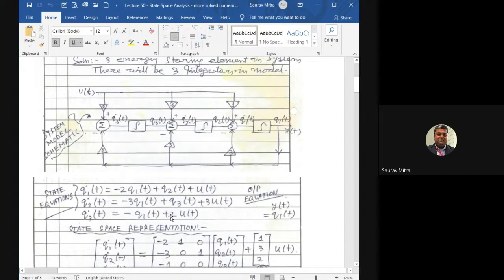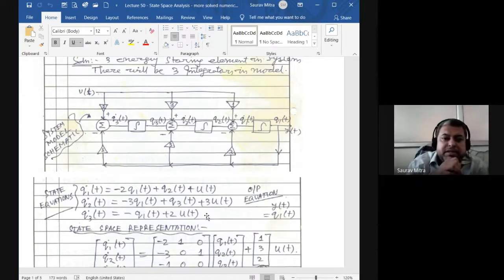Generally, in state variable representation, we represent the differentiation of each state variable as equal to the first state variable with some coefficient, the second state variable with some coefficient, the third state variable with some coefficient, plus the input with some coefficient. In this case, where there are three state variables, there will be three q dot equations. Each equation will have a coefficient for the first state variable, the second, the third, and the input. So q3 dot t we have found as minus 1 into q1(t) plus 2 into u(t). Similarly, you can find out q2 dot t. So what is q2 dot t?